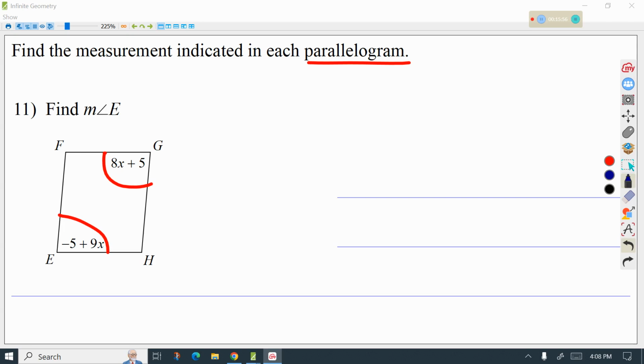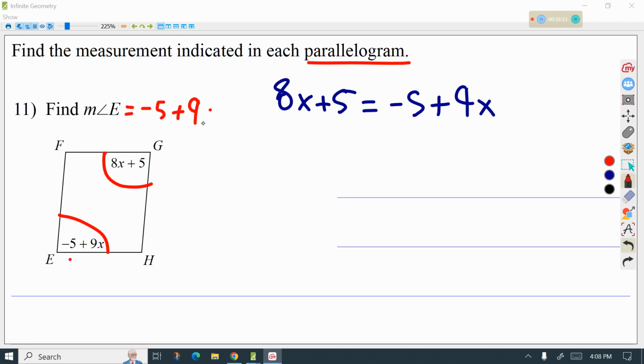Okay, those are opposite angles, so they have to be equal. So what I would do is set up 8x plus 5 is equal to negative 5 plus 9x, and then I would just solve this problem. Don't forget that it wants us to find angle E, and angle E is equal to negative 5 plus 9x.